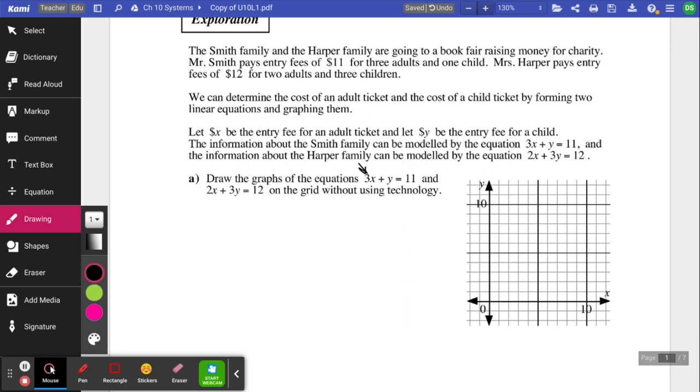And then it says I had 2 adults and 3 kids. So you go, okay, 2X and 3Y. But that costs $12. You see it?